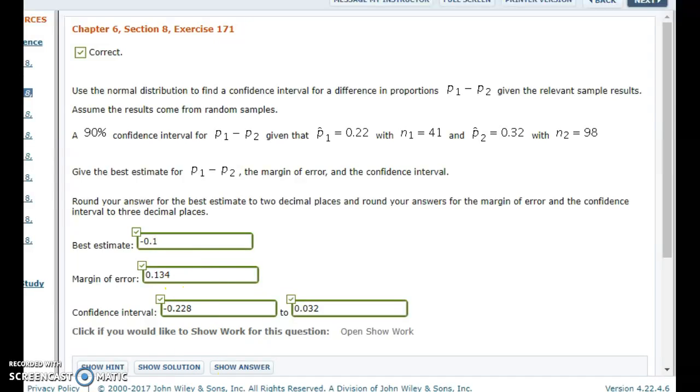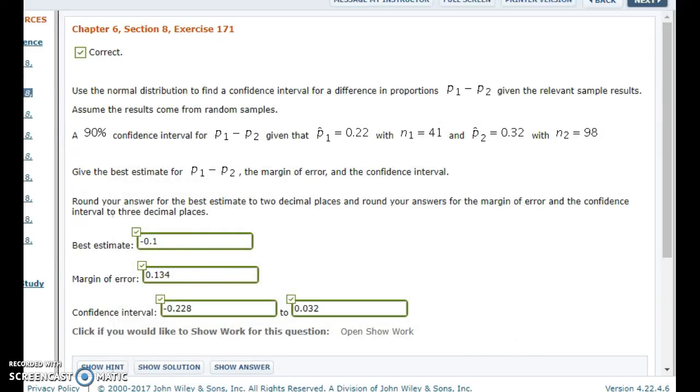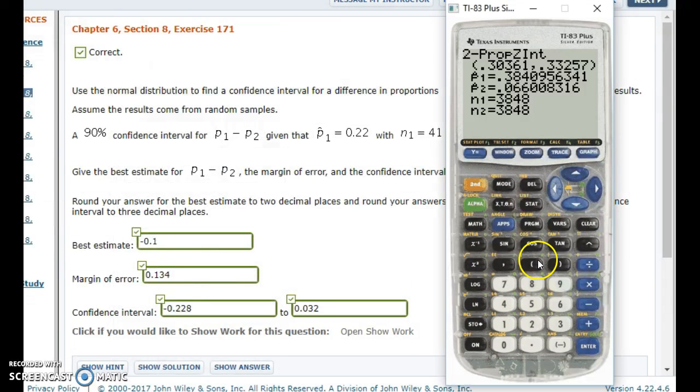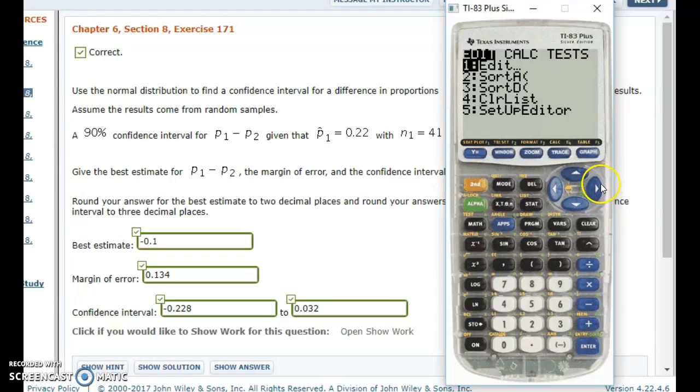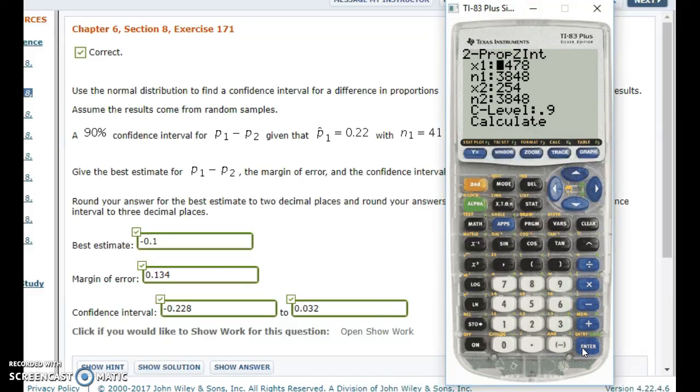But again, let me pull up my calculator. Not this one. This one. So stat, test. I need the 2 proportion Z interval. Okay, so I'm given 22% of 41. So that one looks like 9. So right there I've got a little bit of rounding. So 9 out of 41.